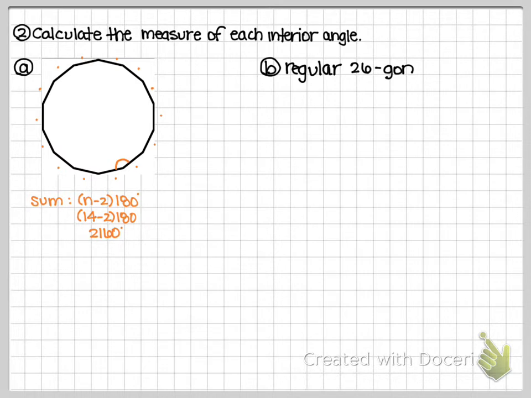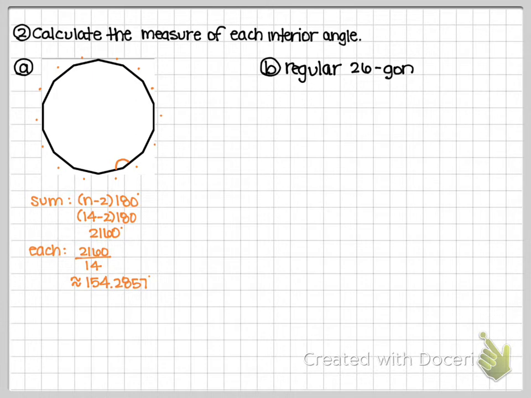So what I'm going to do is I'm going to take the sum and I'm going to split it evenly to every corner. Well, since this was a 14-gon, then this 2160 gets split evenly to all 14 angles. So if we divide that by 14, we're going to get an approximation here for each angle. It's going to be 154.2857 degrees.